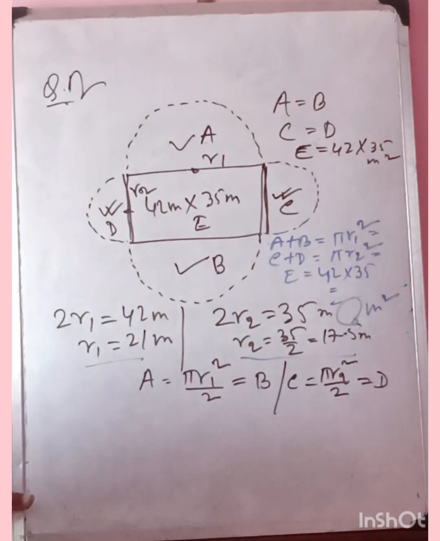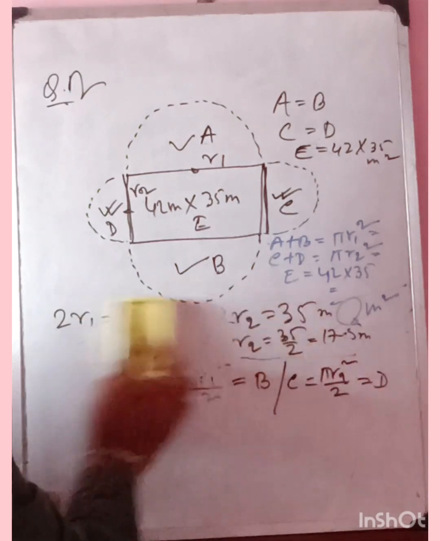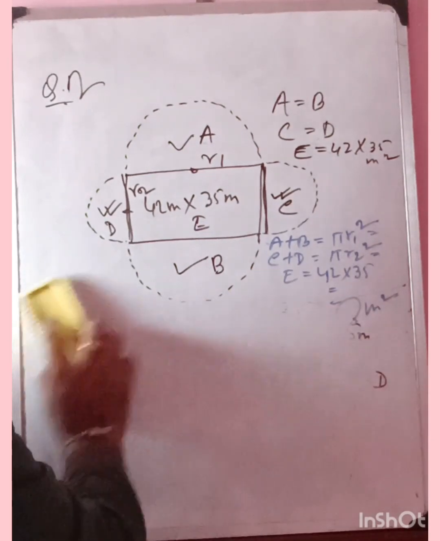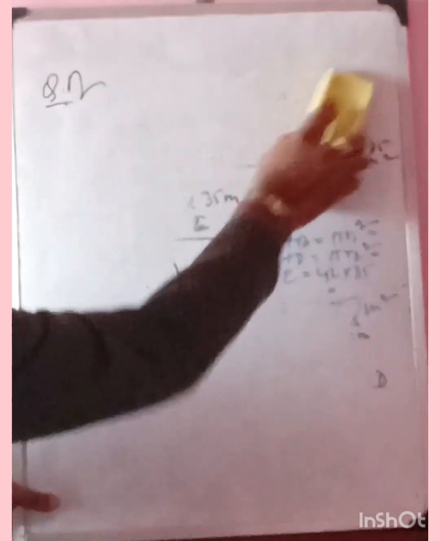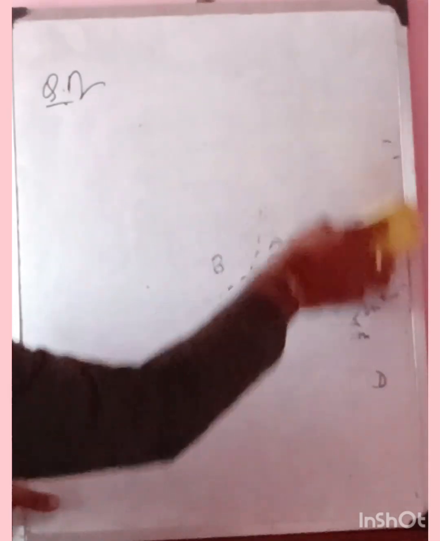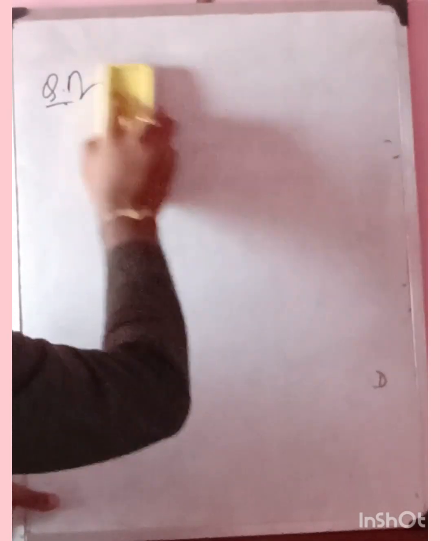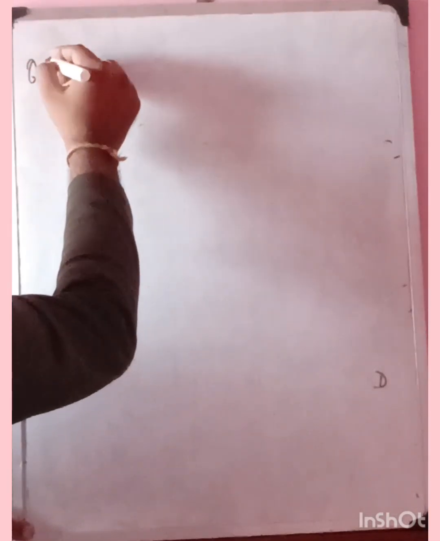Let us move to question number 3. I am just giving you the hint how to solve the problems using the formula we learned in the previous class. So question number 3 is once again a tricky one. A circular flower bed is surrounded by a path 2 meter wide. The diameter of the flower bed is 32 meter. What is the area of the path?